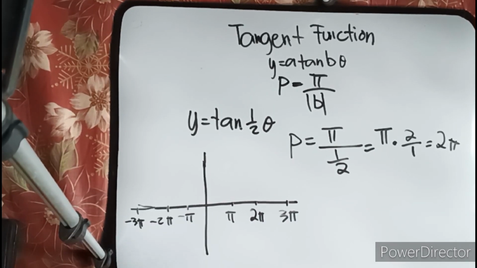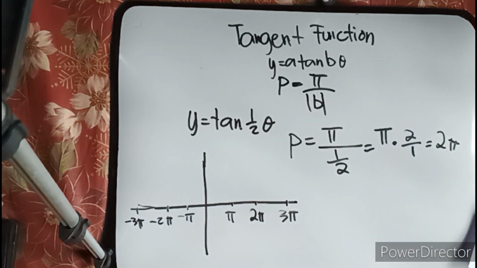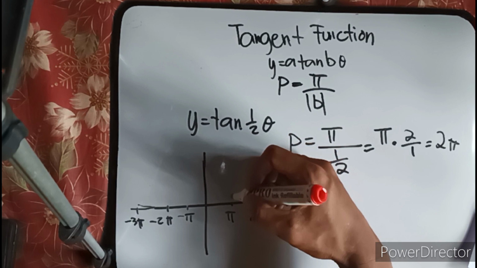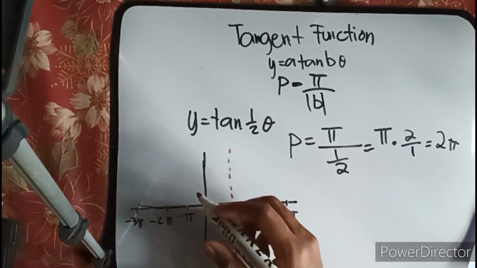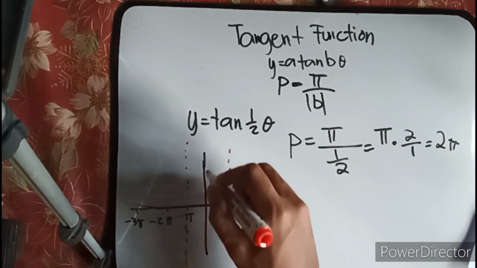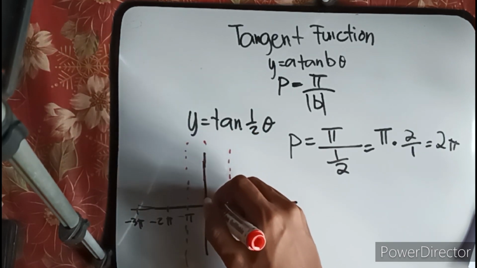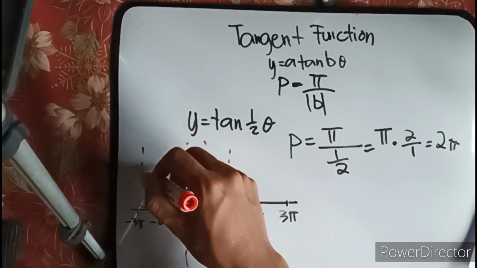Now our asymptotes are here: this 2 pi, this pi, also this vertical line, and also this 3 pi.